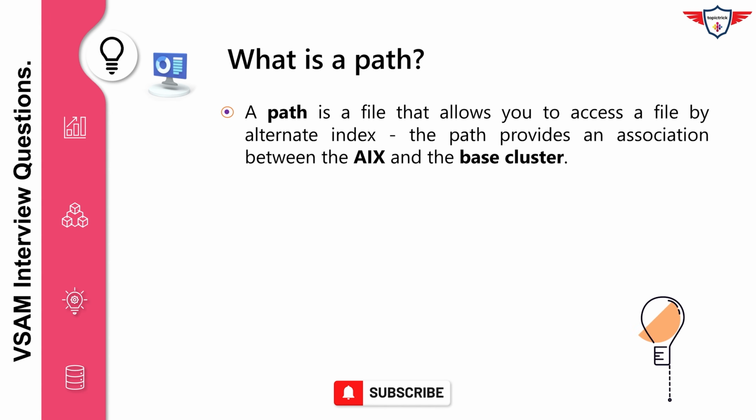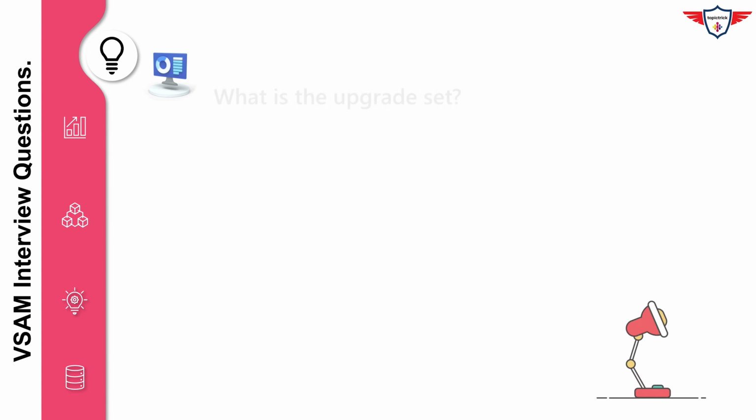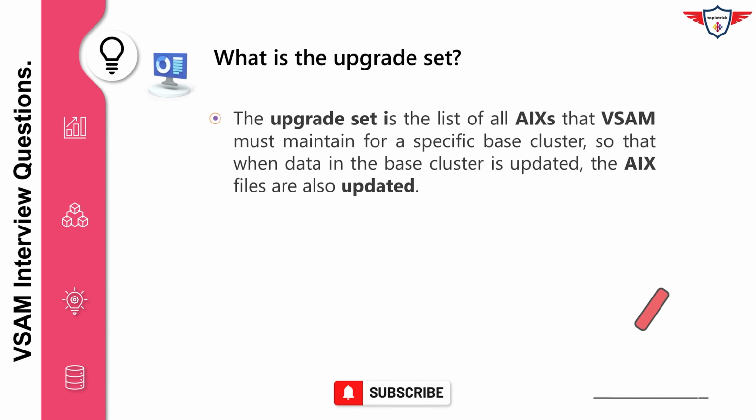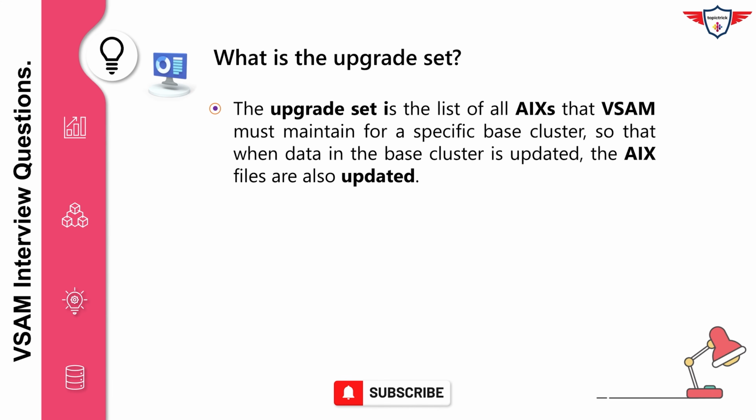A path is a file that allows you to access a file by alternate index. The path provides an association between the AIX and the base cluster. What is the upgrade set? The upgrade set is the list of all alternate indexes that VSAM must maintain for a specific base cluster, so that when data in the base cluster is updated, the AIX files are also updated.